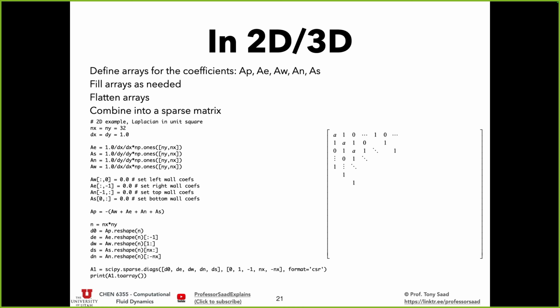Let's call the number of entries here n, which is nx times ny. So they're going to be of that size, but minus 1. There's one less entry. And so you do a reshape, but on the east coefficient, you skip the last point, and on the west coefficient, you skip the first point.